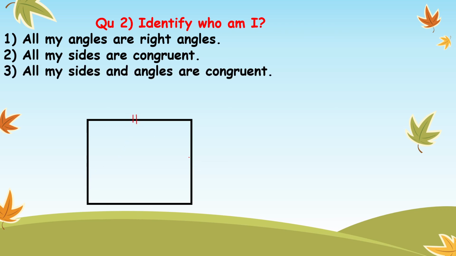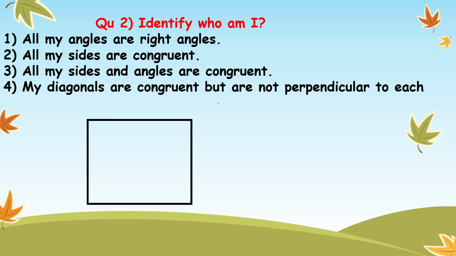All sides are congruent and all angles are congruent. That means all angles are 90°. So if a quadrilateral has all its sides congruent and each angle is 90°, then it is called a square. So all my sides and angles are congruent means I am a square.